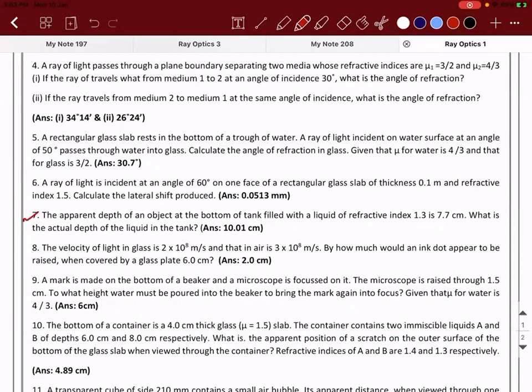The apparent depth of an object. Do you remember seeing this kind of a problem? The apparent depth of an object at the bottom of a tank filled with a liquid of refractive index 1.3 is 7.7. What is the actual depth of the liquid in the tank? Actually, I'm not sure, sir. This is the question we did.